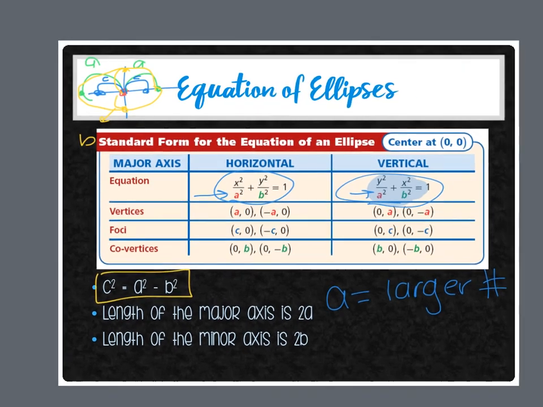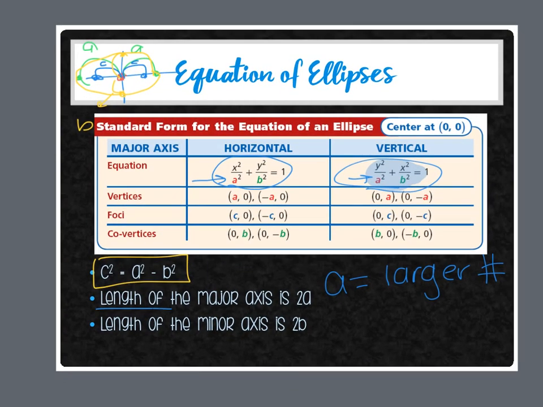And then the other piece of information that's on here is that the length of the major axis is 2a, which should make sense. If I'm going from center to the right a and center to the left a, then that major axis should be 2 times a. And the length of the minor axis is 2b. I'm either going from the center to the right b, or center to the left b, or center up b and center down b. So that's the minor axis, and that should be 2b.